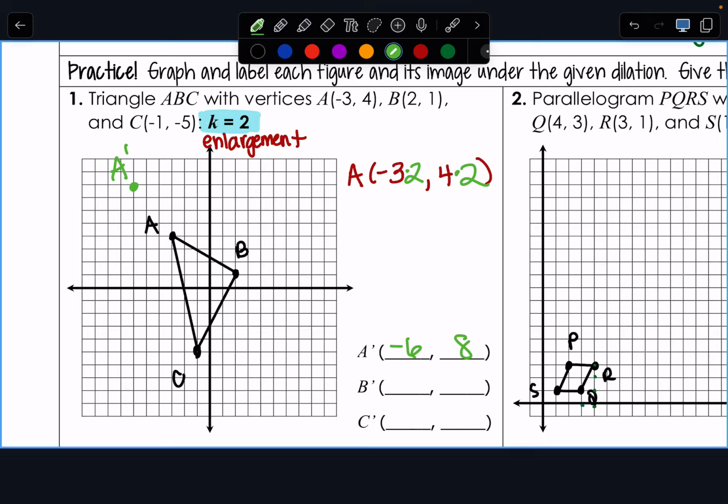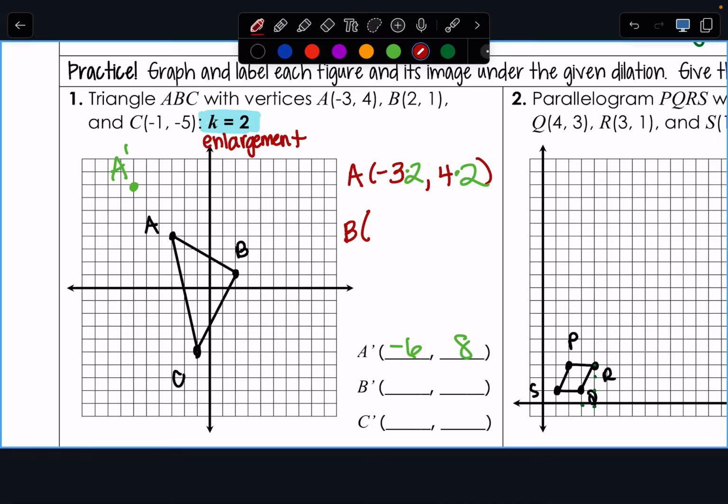Remember when I'm plotting a coordinate, X and then Y. Since A prime was -6, 8, I went left to -6, up to 8, and I'm going to label it. It's my new A. I plotted my point, -6, 8, and I labeled it.